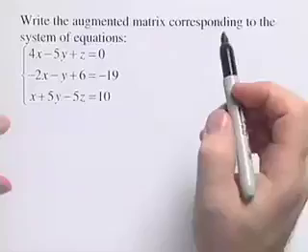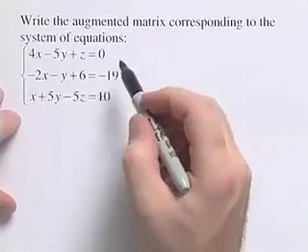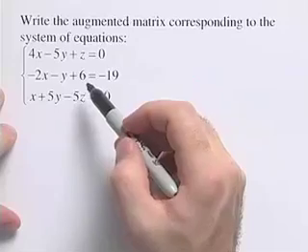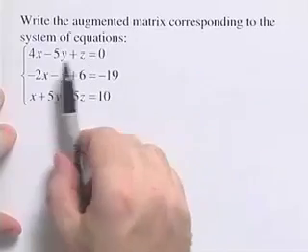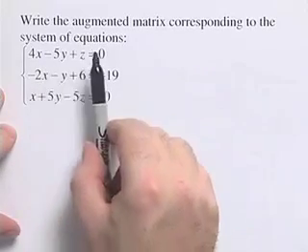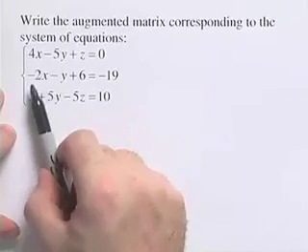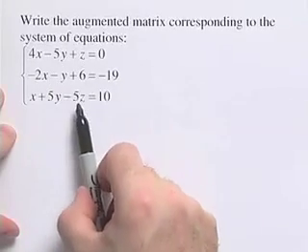For this problem, we want to write the augmented matrix that corresponds to the given system of equations. Here we have our system of equations. Before we write the augmented matrix, we first want to make sure that all our equations are in standard form. That is, we want all the variables on the left side of the equal sign, and we want the constants on the right side. We also like to make sure that all our variables are lined up.